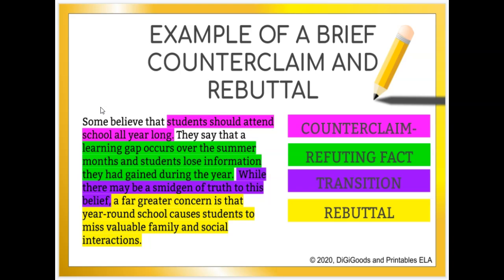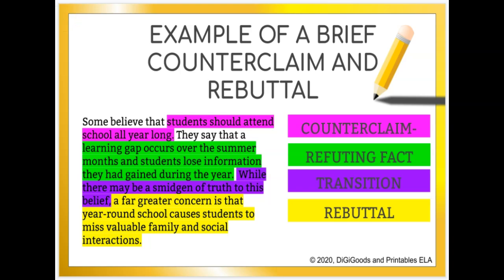So you see, in my essay, you can tell that I am arguing against all-year school. I bring up the opponent's claim. I give the refuting fact. This is the fact that they would use and are going to use to try to prove that their argument is true. I go ahead and just bring it up. And then I rebut it. I tell why it's wrong or illogical or incorrect.